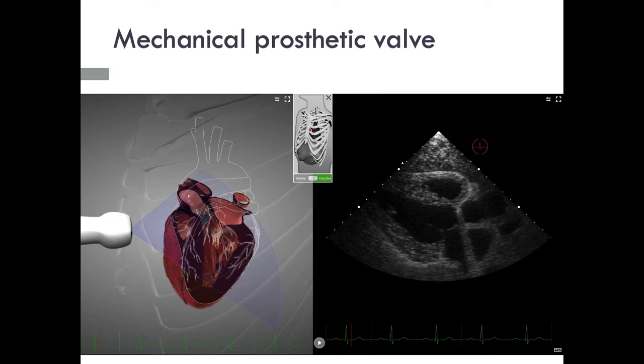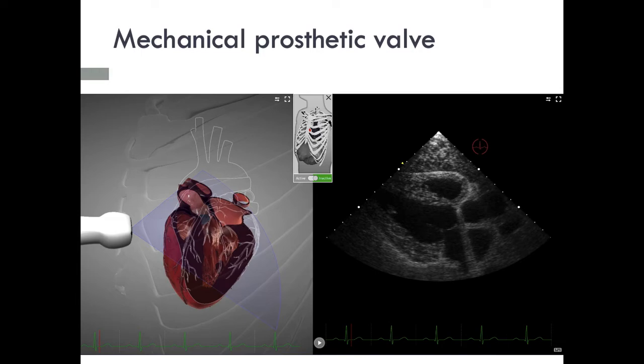Having a look at a prosthetic valve with echo, a mechanical valve causes a lot of artifact. So in the simulator image here, we can see a lot of reverberation, which just goes straight down into the far field. It's been generated by the very echogenic metallic structure of the prosthetic valve. And that can make it really difficult to assess a prosthetic valve.